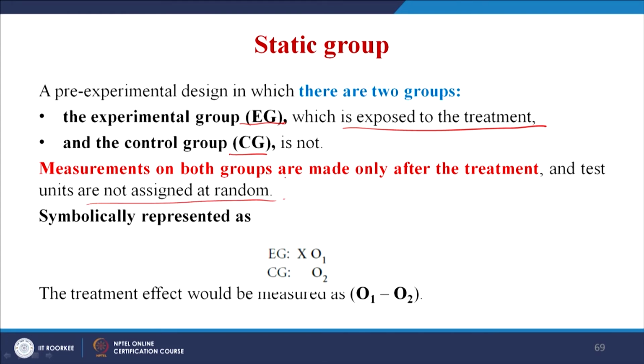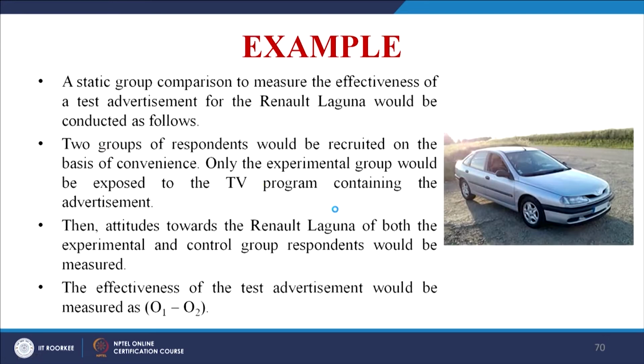Measurements on both the groups are made only after the treatment, symbolically represented as experimental group: you give a treatment and observe the score. Control group: there is no treatment, just give the test and observe the score. So, the treatment effect is now found out as O1 minus O2. So, whatever the difference between these two scores, right, is due to the cause of the treatment. It is understood that way, right.